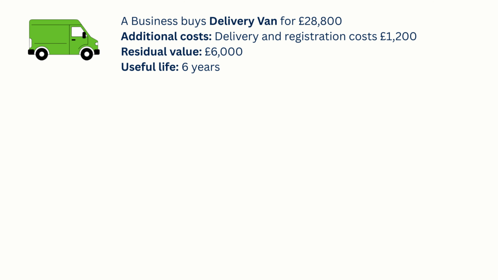In our second example, we will be using a delivery van. A delivery van is used daily. It helps the business generate income over several years. The van doesn't lose all its value immediately, so we spread its cost over its useful life using straight-line depreciation.